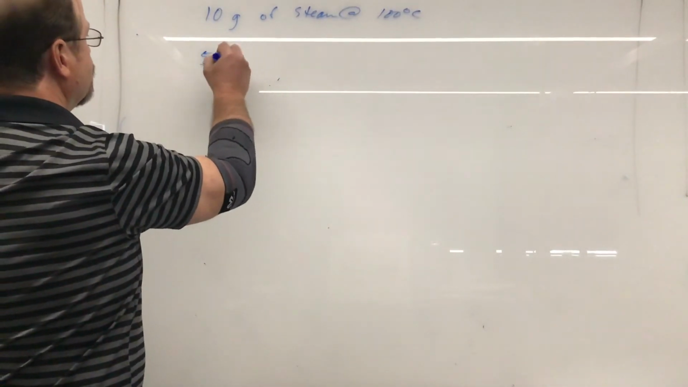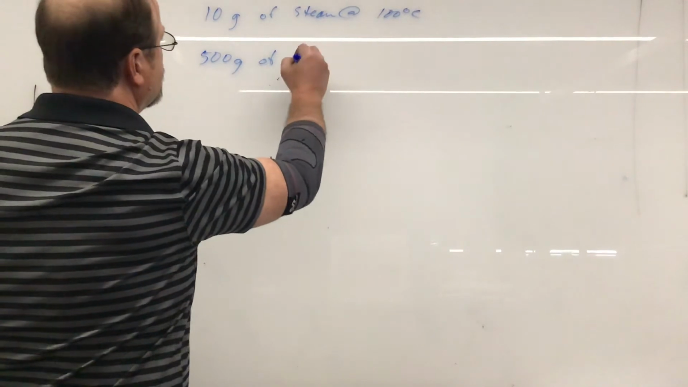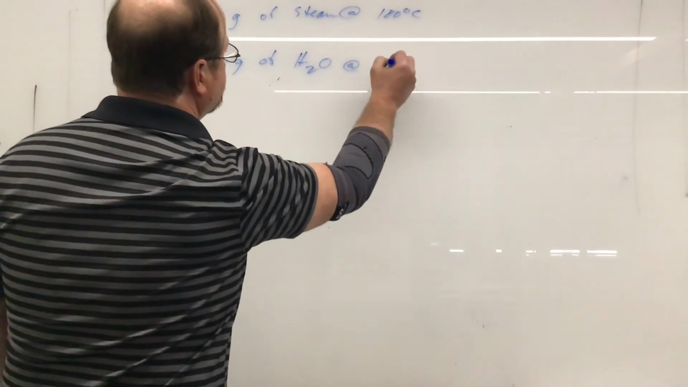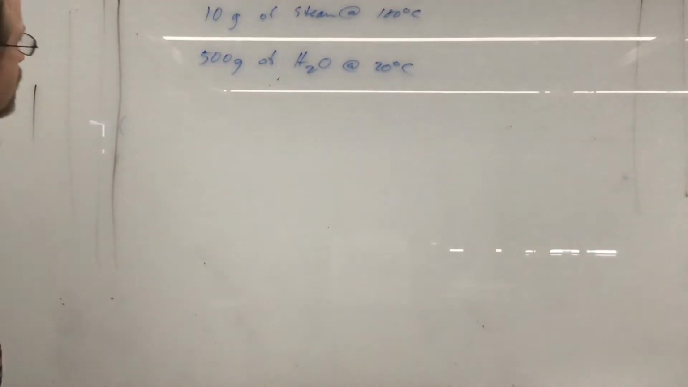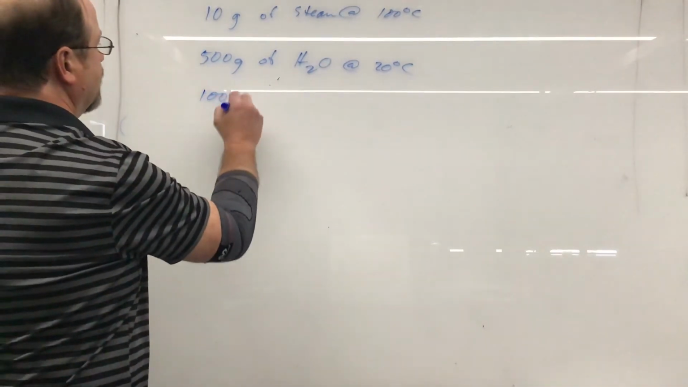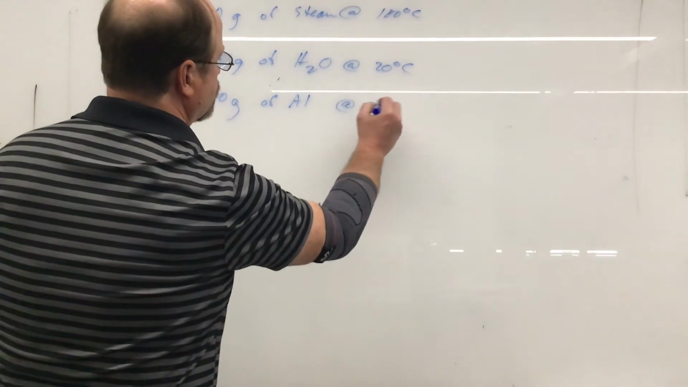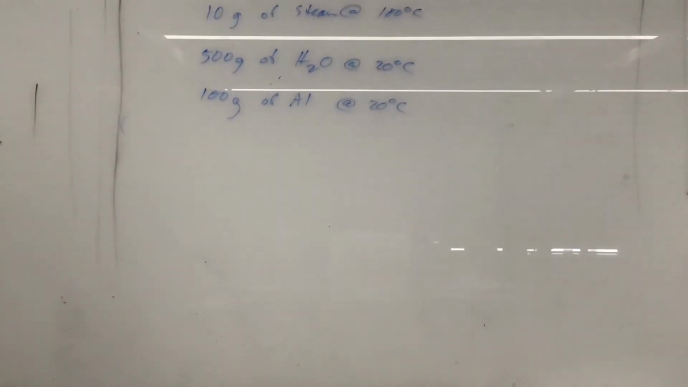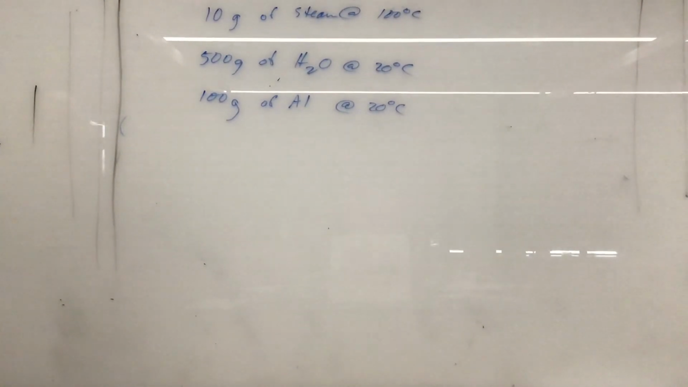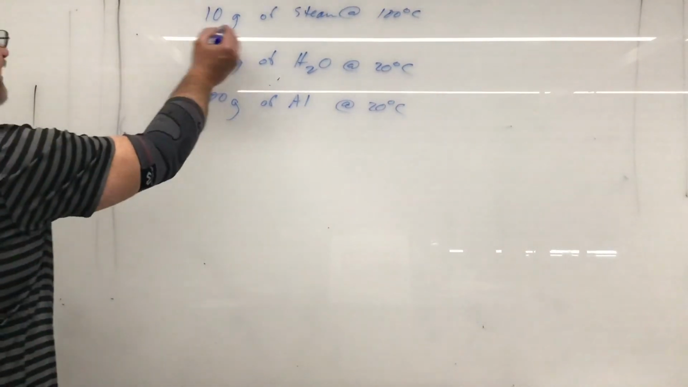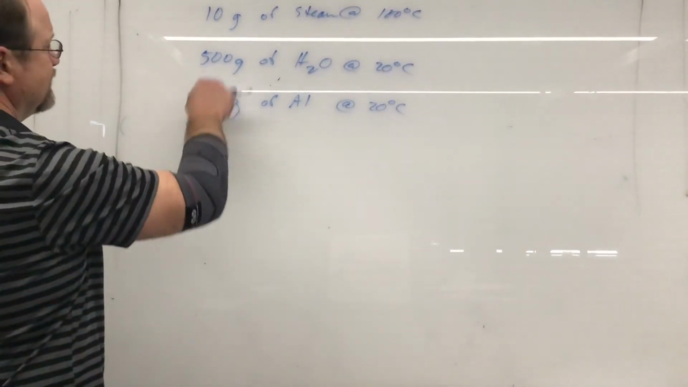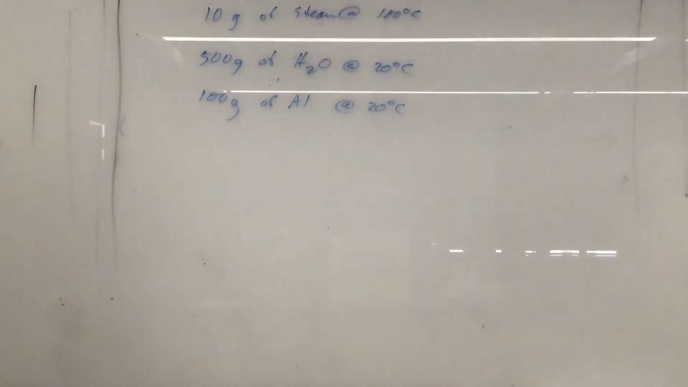Let's say we got 500 grams of water at 20. And let's say we got a bigger calorimeter. Let's say 100 grams of aluminum in the calorimeter is also going to be sitting at 20. And let's see what happens with that. So we got very little steam, right? Just a tiny bit. 600 grams of other stuff, 60 times as much, and 80 degrees colder. So let's see where that ends up.